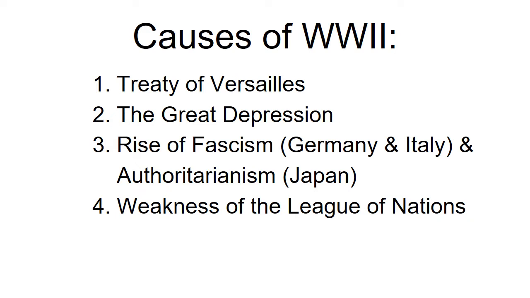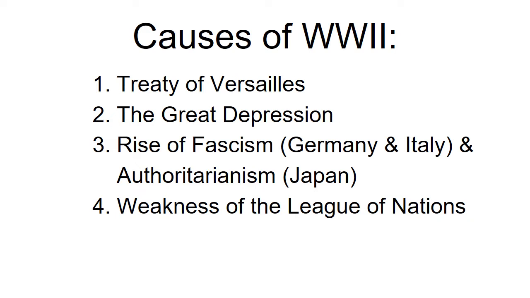The first is the Treaty of Versailles. The second is the Great Depression. Both of those combined together to lead to the rise of fascism and authoritarianism in Germany, Italy, and Japan. Basically, those countries becoming much farther right on the political spectrum, much more militaristic, much more nationalistic, and much more inclined toward conquest and warfare, and kind of a desire to regain their status on the world stage.